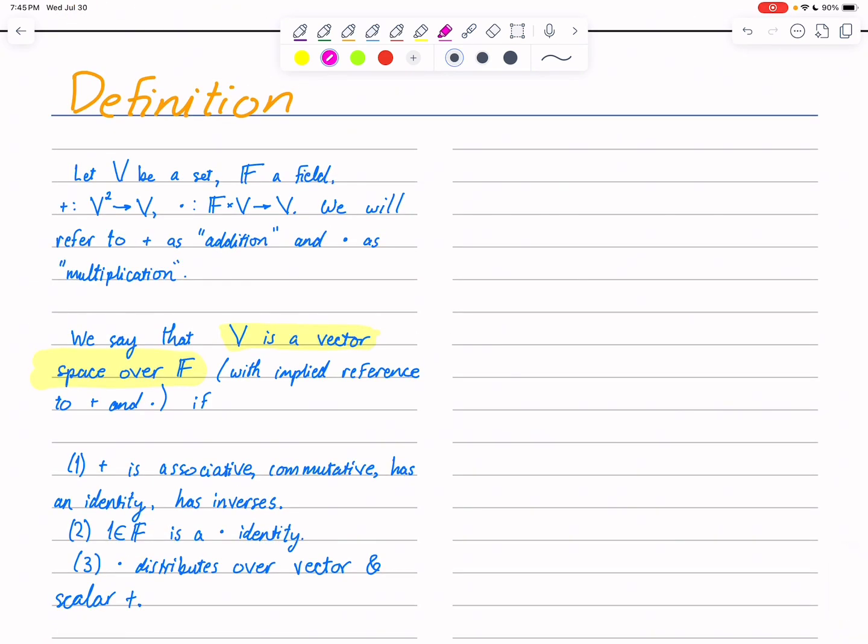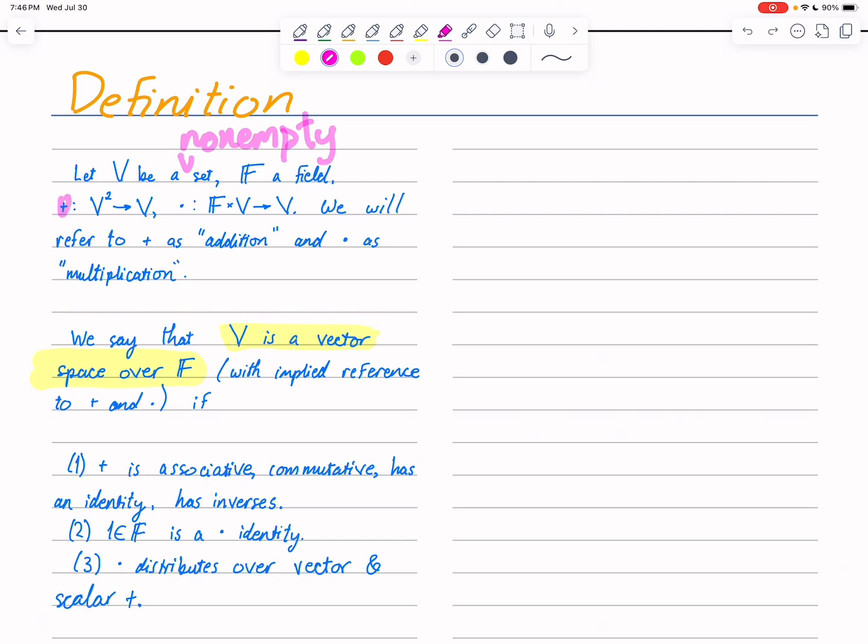Okay, let's finally get around to the official definition. So we have to have a set, perhaps we should even specify a non-empty set. And we'll have to have a field. It won't matter which one, so we're just going to call it F, an abstract field that could typically refer to either the reals or the complex numbers.